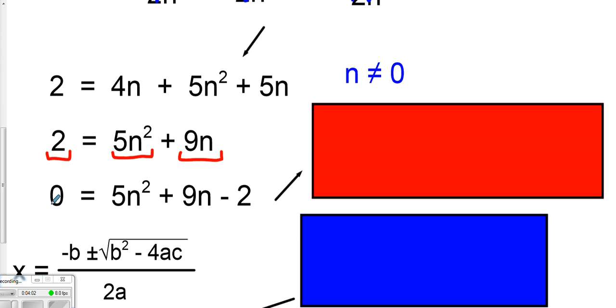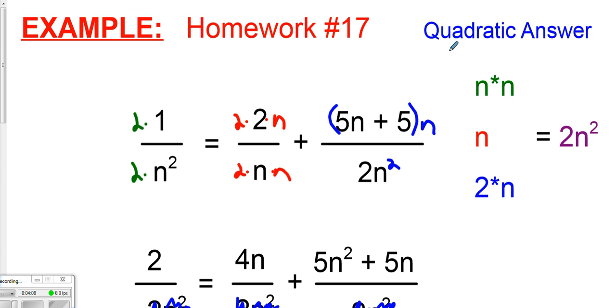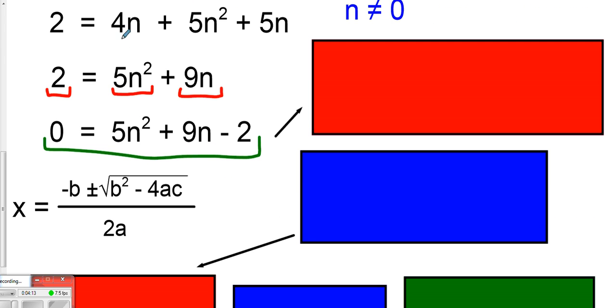Now, we've turned this into a quadratic form. That's what we were talking about before with a quadratic answer. It is now a quadratic form because we have a variable squared plus the variable piece and the constant piece. 3 different terms set equal to 0. To figure that out, we use our quadratic formula, which I've put here to remind you. Now, in this case, we are calling it x. In our problem, it's not x, we're actually calling it n. But it's the exact same formula, the exact same process.